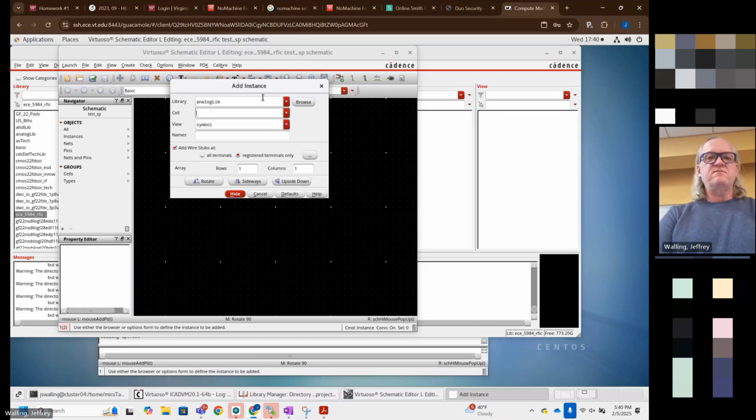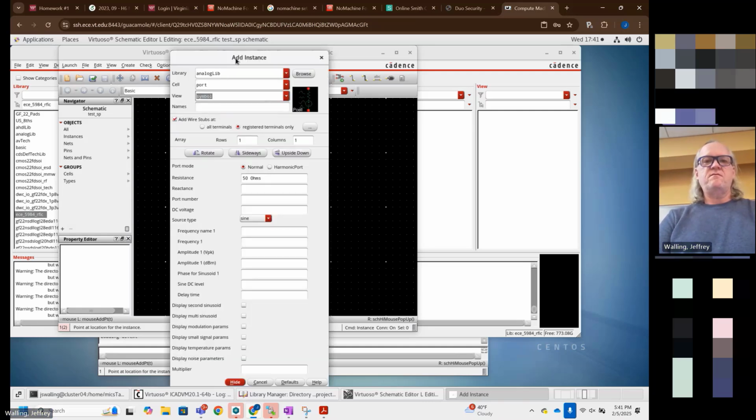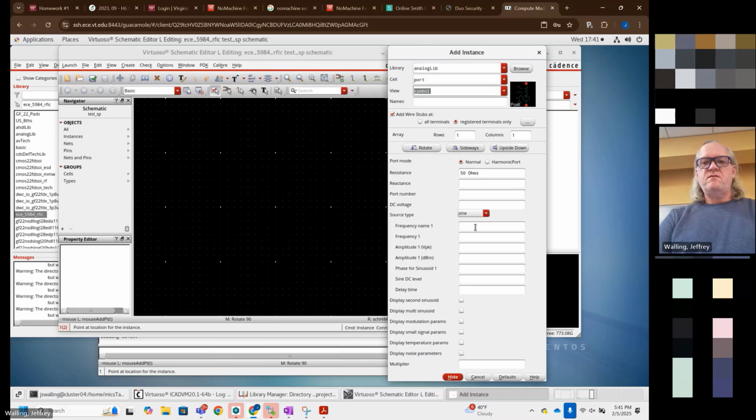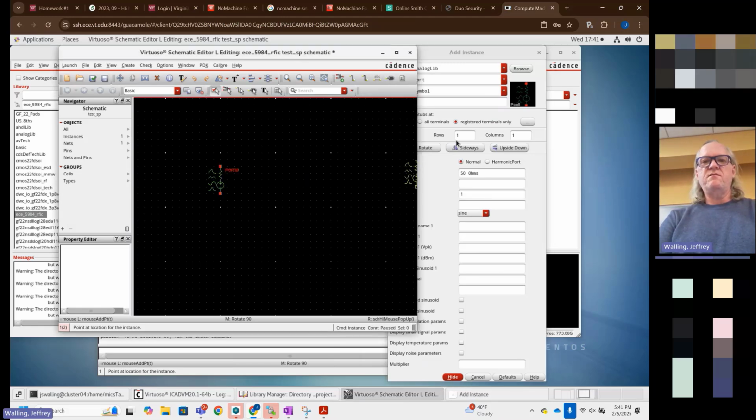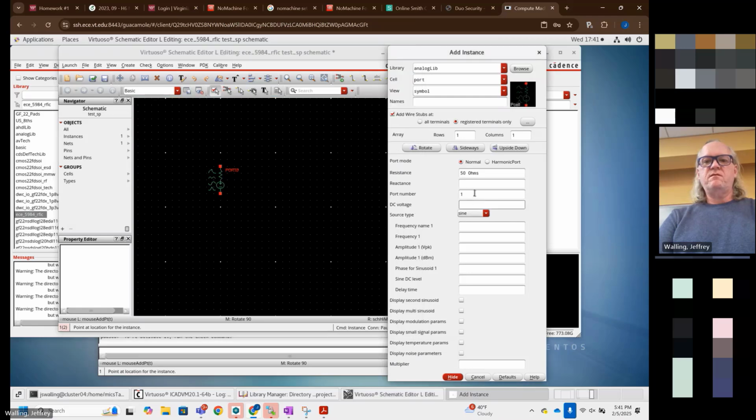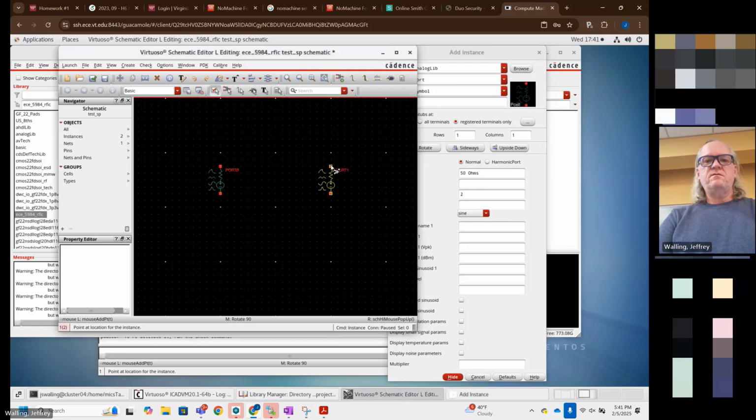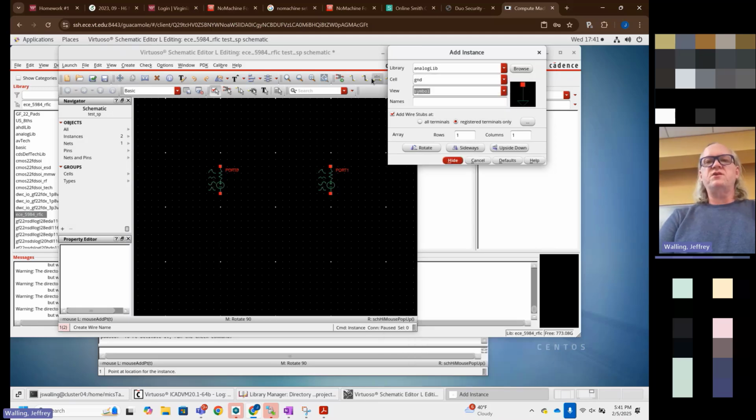We're not going to do anything involving the technology library right now, so we'll just grab components from analog lib. So the library is analog lib. We're going to grab ports first. I'm going to give the ports a port number and nothing else for now. So I'll give port 1, 2, and I'm going to add grounds, G and D.